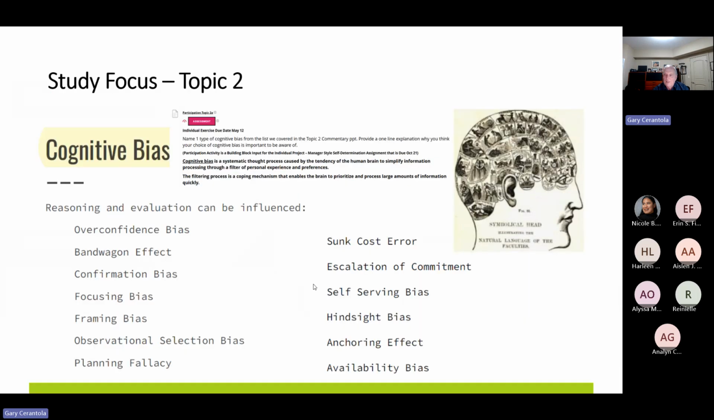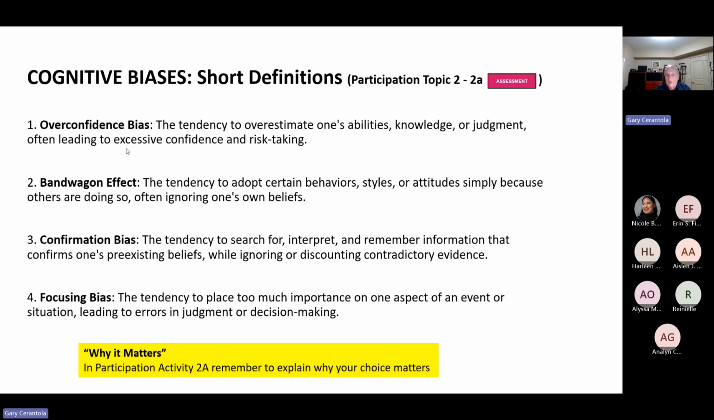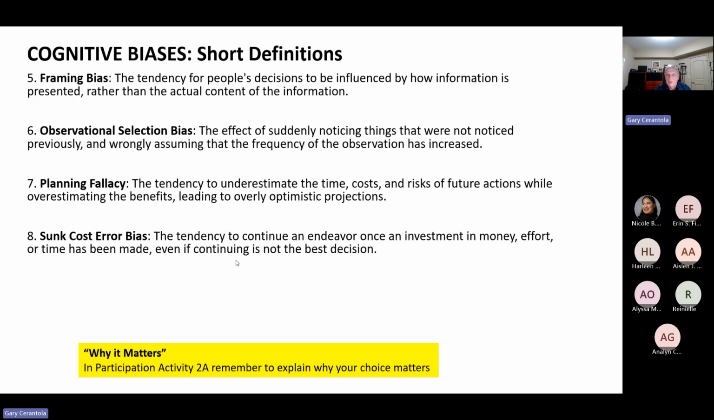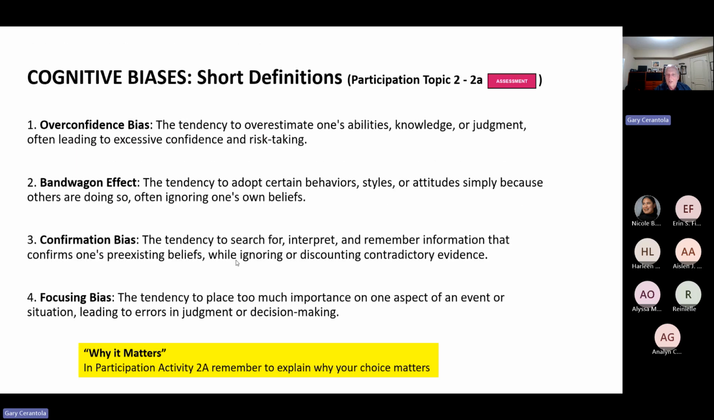And now we're into another area called cognitive bias. It's participation topic 2A. What I'm asking you to do is pick one of these. There are different ones, and then you need to explain to me why it matters. Remember to explain why you chose this one.